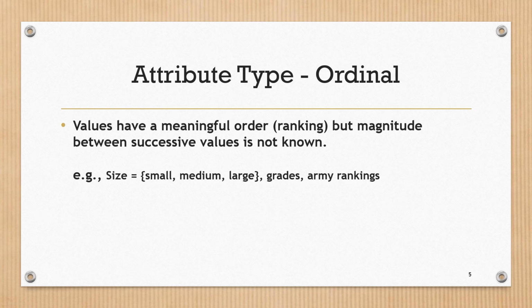The second attribute type is ordinal attribute. Values in an ordinal attribute have a meaningful order or ranking, but the magnitude between successive values is not known. For example, size, grades, and Army rankings are ordinal attributes. For instance, a size attribute could have values such as small, medium, or large. Grades could have A, B, C, D, F, and W.